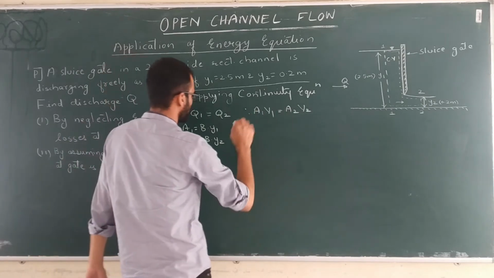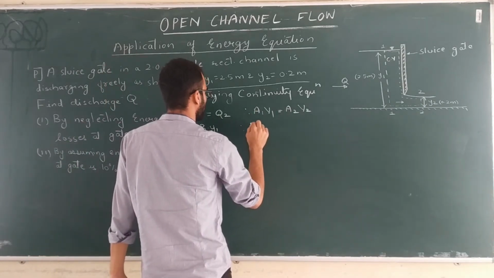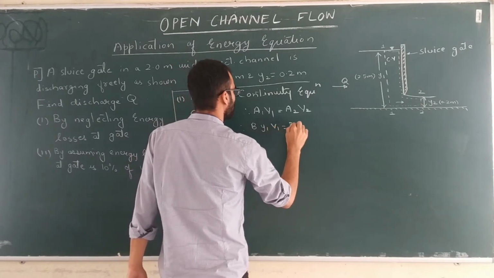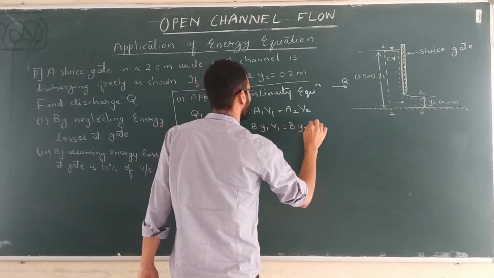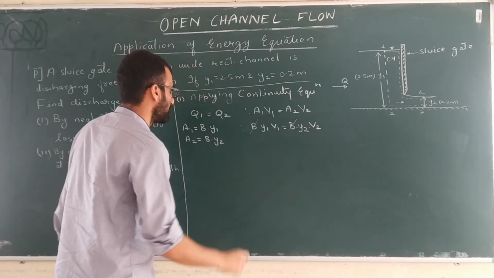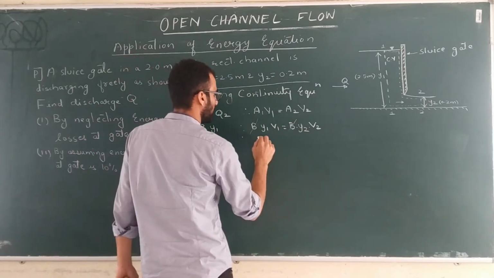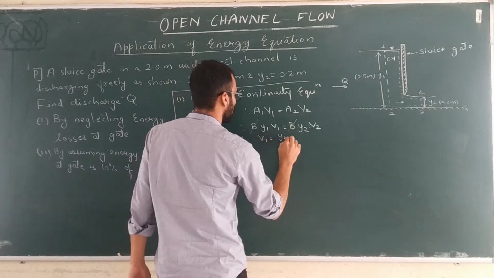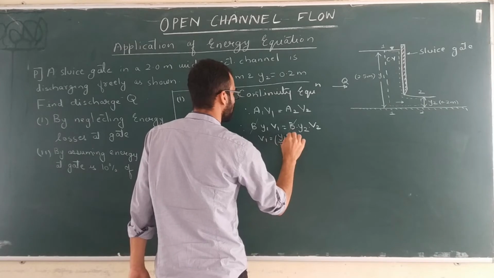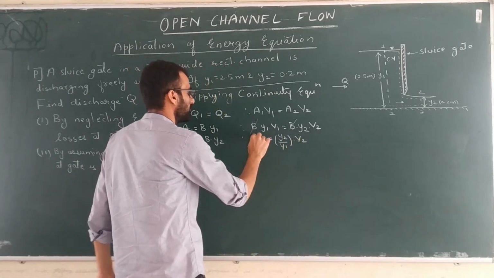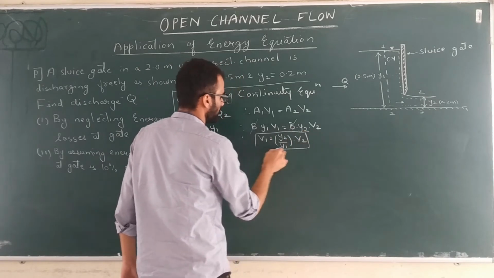Now just put this in the equation. Therefore we have B Y1 V1 equal to B Y2 V2. The B gets cancelled on both sides, so we can write V1 equal to Y2 by Y1 into V2. So we can write V1 in the form of V2. This is one expression you will get.